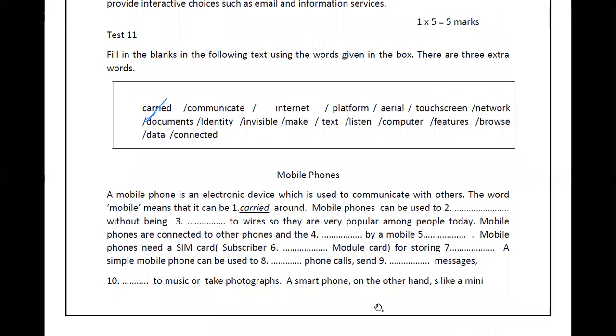Now here, very easy to fill. You have seen this used to, the 8th blank, used to phone calls. What do we do? We make phone calls, right? So while you're reading it, you understood that it should be make. All right, so you put make, and then send what messages? Text messages, you know it. And what do we do with music? We listen to music, you know that also, very easy.